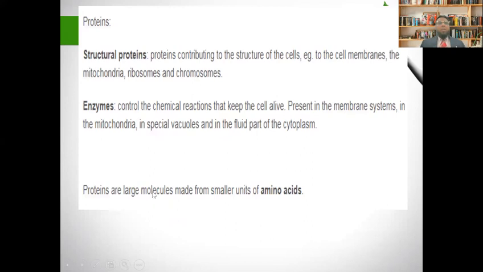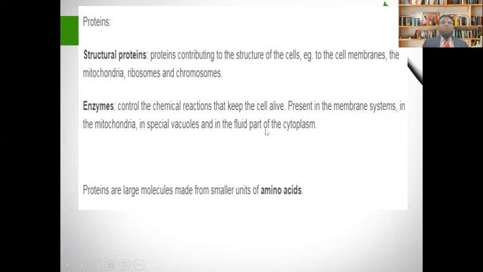Now see, protein, another biological macromolecule. Protein contributes to the structure of cells, and to the cell membrane, mitochondria, ribosomes, and chromosomes. It makes different structures. And enzymes control the chemical reactions that keep the cell alive. They are present in the cell membrane system, in mitochondria, in special vacuoles, and in the fluid part of the cytoplasm.